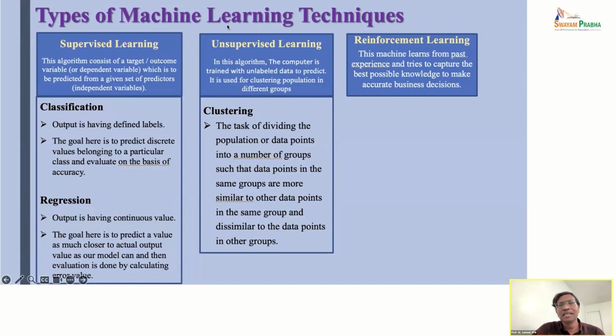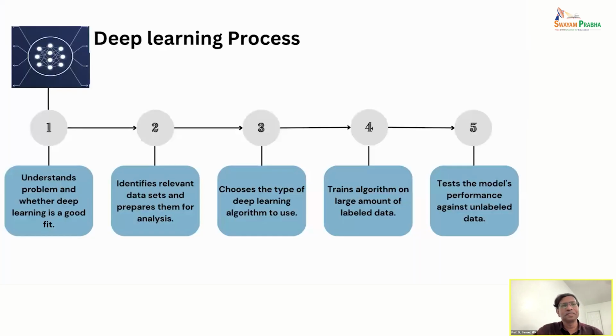Then unsupervised learning. Generally, it is like we send some people to do a work and we don't give many instructions. So they learn by making their own mistakes. When they make a mistake, something is broken and they lose money. Then they learn and finally come to a level where they become better. Reinforcement learning is learning from past experience, and it tries to capture the best possible knowledge to make even better, more accurate decisions.